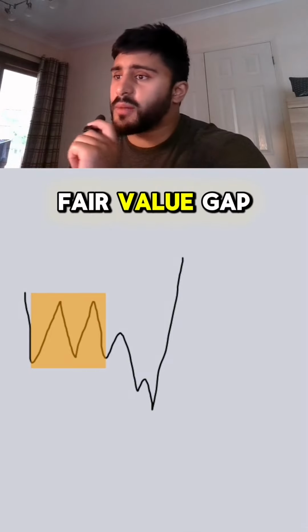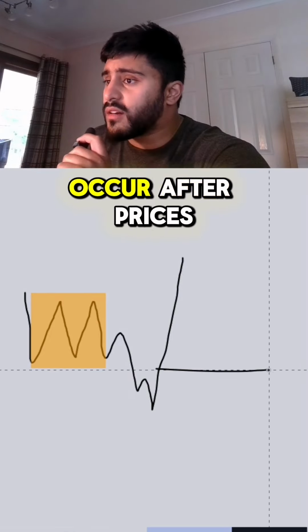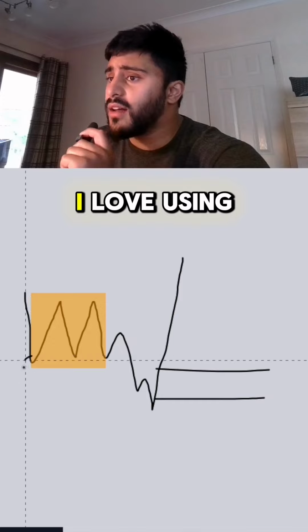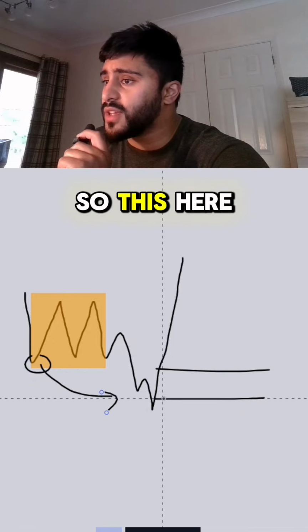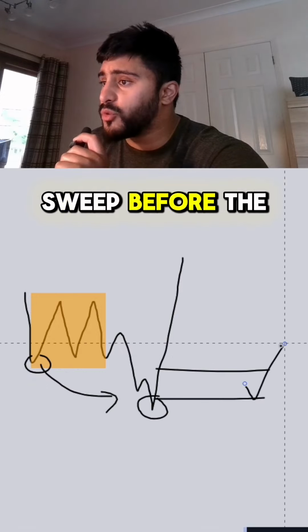How do you find the best fair value gap to trade from? So the best fair value gaps are ones that occur after price has taken out liquidity. I love using the Asian range to my advantage, right? So this here represents the liquidity sweep before the bullish fair value gap.